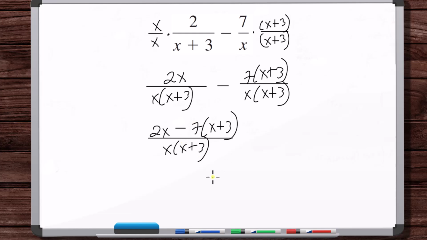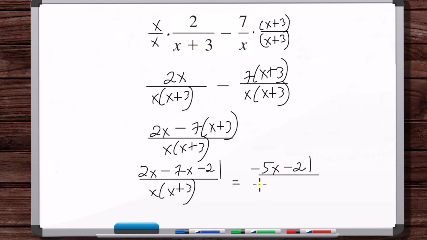Okay, so now let's go ahead and expand this out in the numerator here. So minus 7x minus 21. So 2x minus 7x is minus 5x. Now x can't be minus 3 and x can't be 0, but even here, that's going to be the case. Even with this term, that's going to be the case as well.